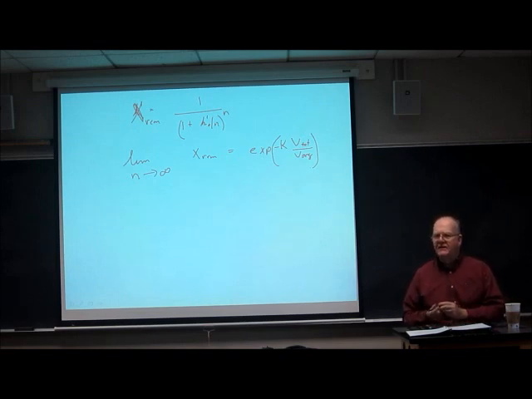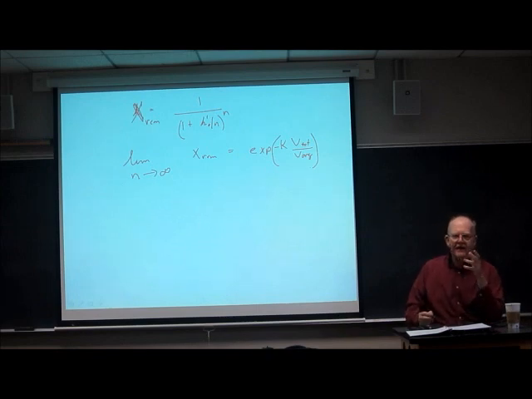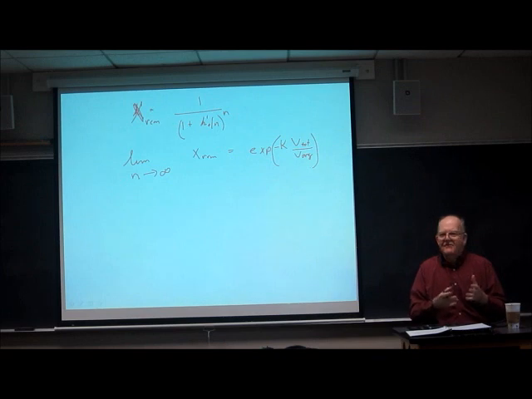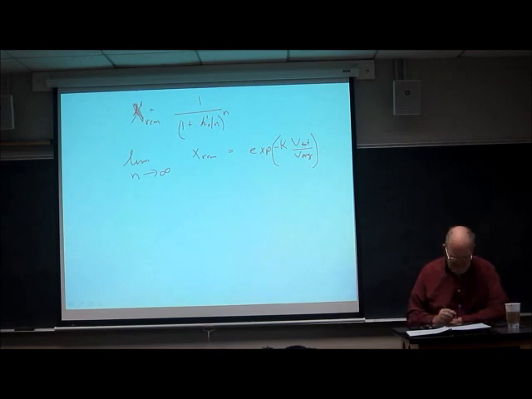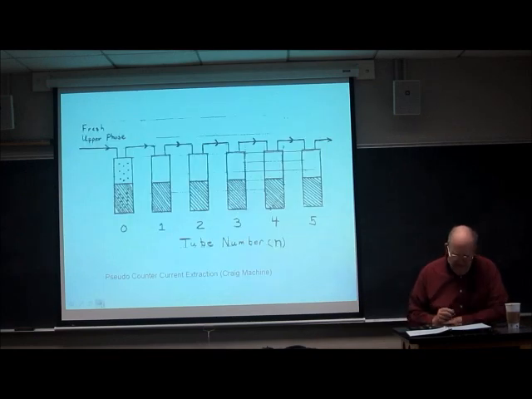Someone wrote me an email the other day, I forget who, asking how you can represent what goes on in a column with plates, which are discontinuous devices, whereas the column's continuous. Because you take the limit of a large number of plates and it becomes continuous. It's just a mathematical trick, in other words.